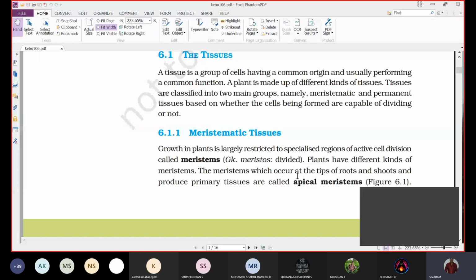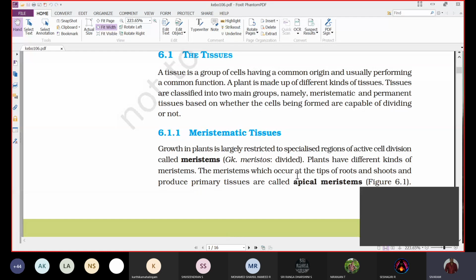Next, a plant is made up of different kinds of tissues, because all the parts of the body are not functioning similarly. We'll find different functions carried out by different tissues that are present in the different parts of the plant body. So definitely we'll find different tissues. So a plant is made up of different kinds of tissues.